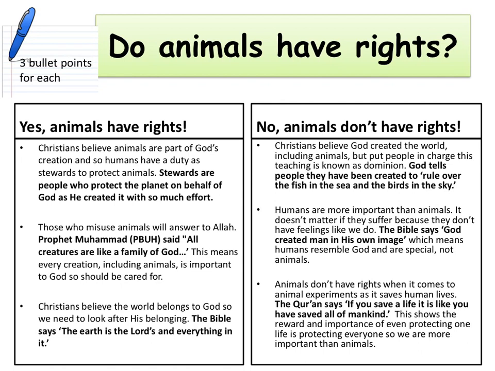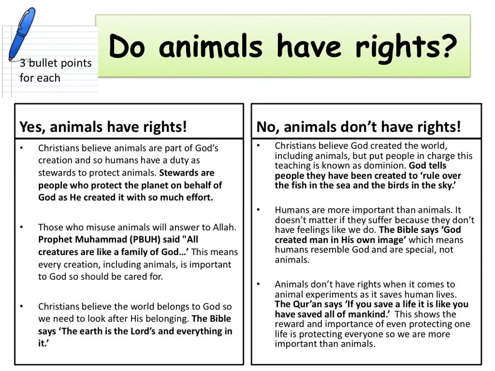Finally, Christians believe that the world belongs to God, so we need to look after his belongings. In the Bible it says, the earth is the Lord's and everything in it. We can link this quotation with the idea of stewardship. Because the world belongs to God, we have a responsibility to look after it. That means that animals are our responsibility, and it means that we should afford them rights.